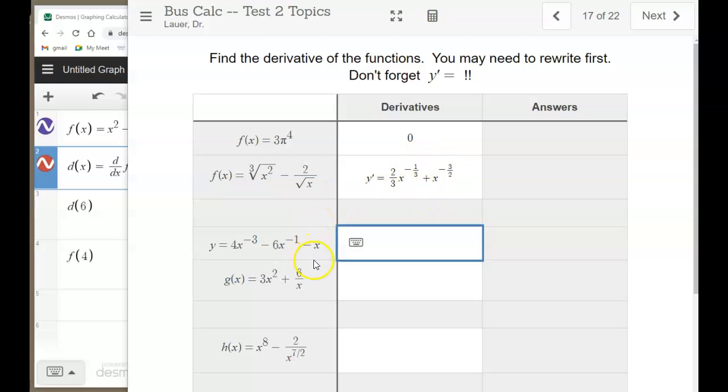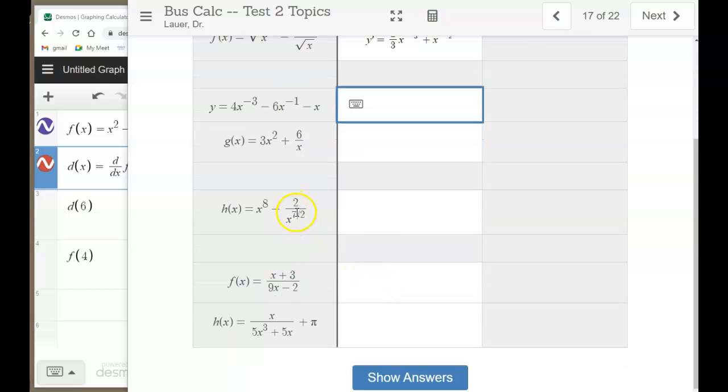Now you're going to do the same thing all the way down the page, rewrite. So you can see this one needs a rewrite. This one needs a rewrite. This one is a quotient rule, and this one is a quotient rule. The derivative of pi again is a constant.